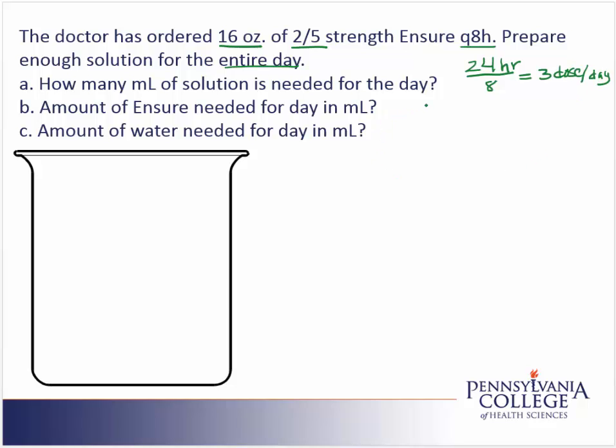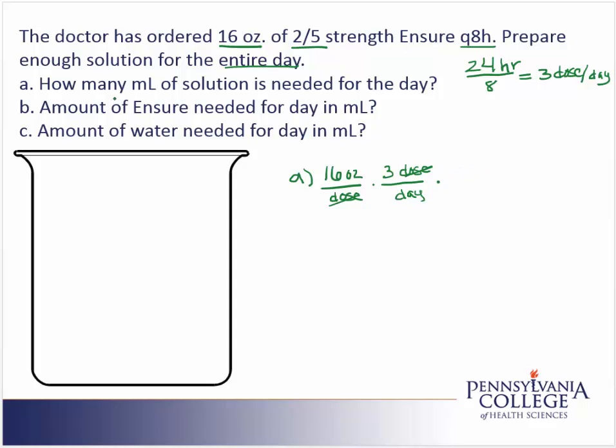So now I'll take a look at calculating part A, how much is needed for the entire day. So I know I'm supposed to give 16 ounces at a time, so 16 ounces per dose. What we just calculated is that I'm to give 3 doses in a day. So I'll set that up with dimensional analysis, but you can see that I would multiply. So 3 doses per day. And that allows me to cross out the label of dose.